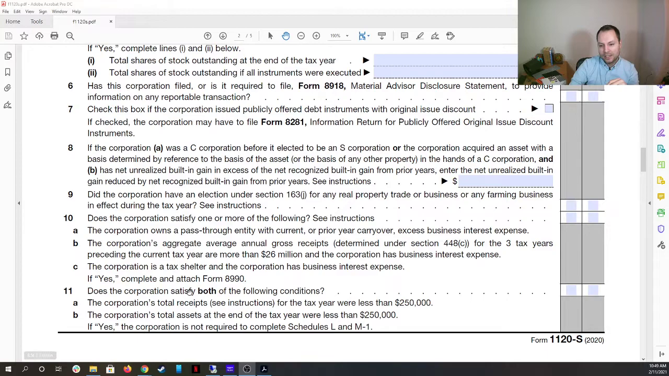So does the corporation satisfy both of the following conditions? The corporation's total receipts for the tax year were less than $250,000. The corporation's total assets at the end of the year were less than $250,000. If this is a yes, that means you don't have to provide a balance sheet as part of the tax return.